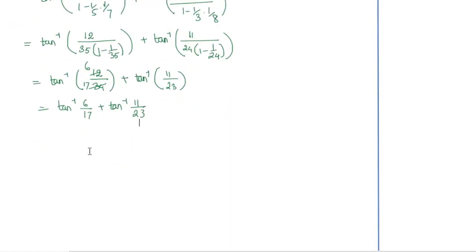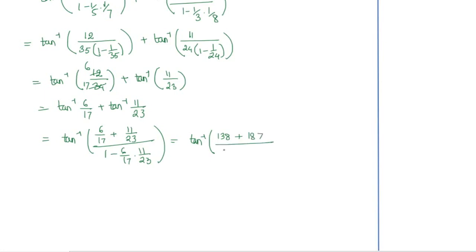Now since this 4 we can reduce it into 2, and similarly these two terms we can reduce it into one term once again by applying the same formula. So we'll be having 6 by 17 plus 11 by 23, tan inverse of x plus y by 1 minus x y. Alright, so by a bit of calculation this is going to give you tan inverse of 23 into 6 is 138 plus 17 into 11 gives you 187 by, this is 17 into 23 which is 391 into 1 minus 66 by 391.